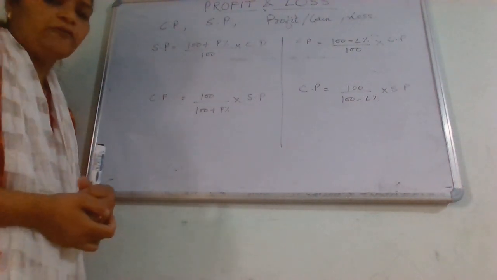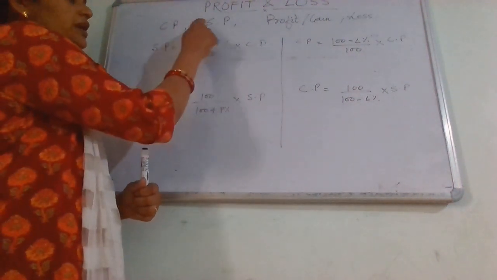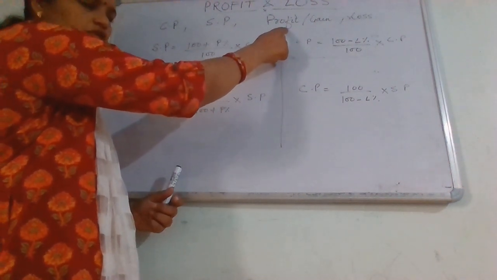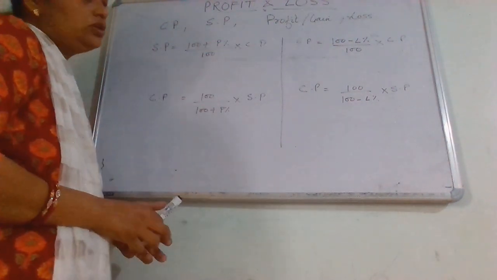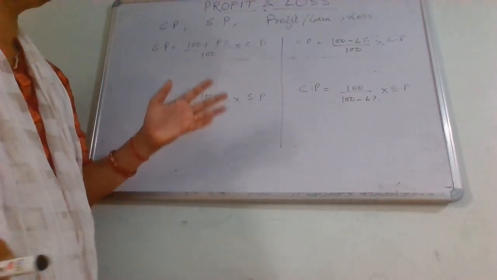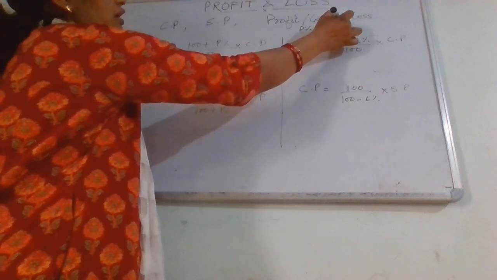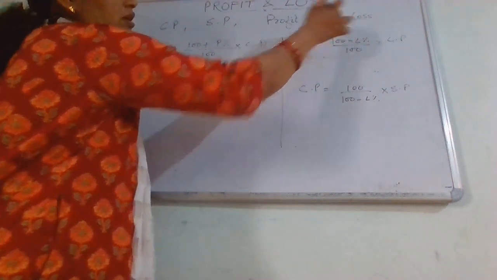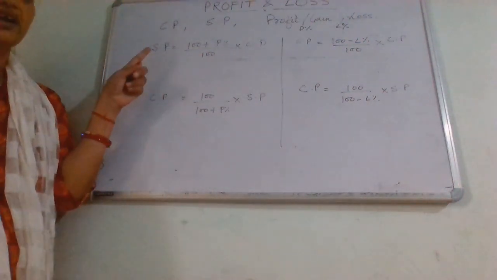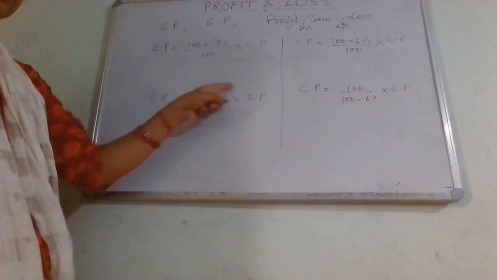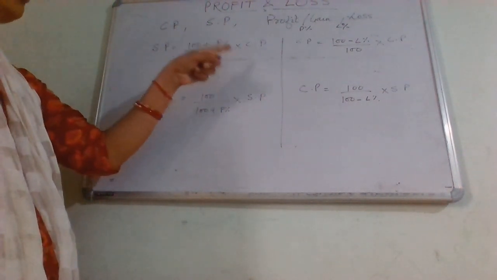So students, for this we have CP, SP, profit or gain, you can say anything, profit or gain, and loss. So in these four items, and after this we can have profit percentage and loss percentage. Apart from this, if we are given selling price, profit percent and CP, these are the formulas for solving this.